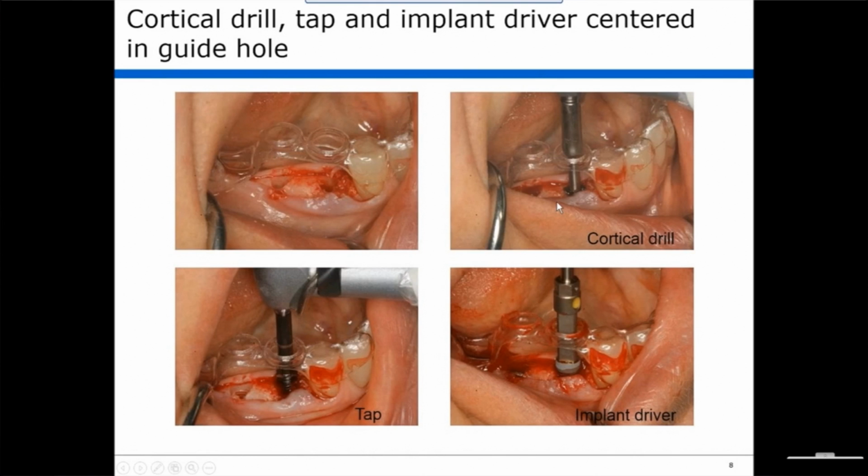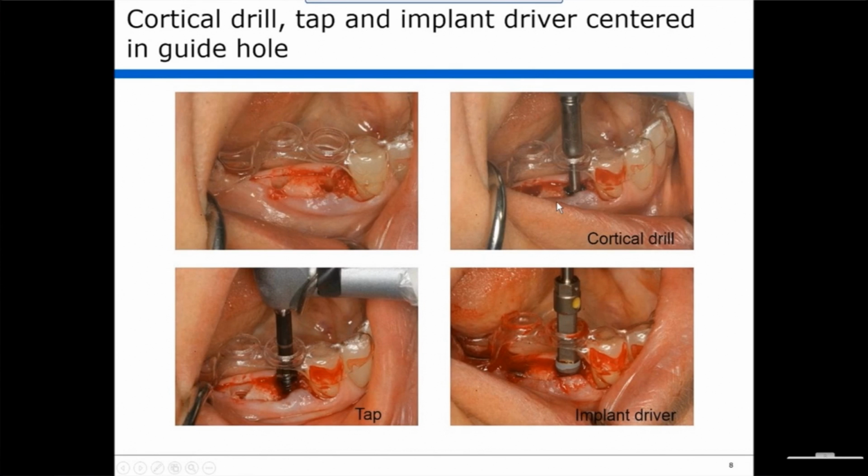And here you have your osteotomies, full diameter. And what I also would like to show you is we use the ThinLayer guide to center a cortical drill, to center a tap, and certainly to center the implant driver when replacing the implant. And it's so easy. You have full visibility. You can see where you're going. You can adjust the implant depth exactly where you want it.